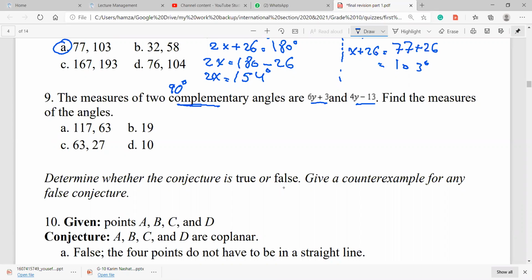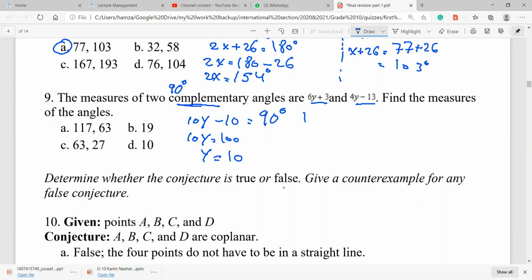6y and 4y will be 10y. 3 and negative 13 will be negative 10. So the sum will be what? Will be 90 degrees. So we'll solve it like this. Take 10 to the other side. It will be 10y equals 100, divided by 10. So y will be what? Will be 10. So he asked you to find what? Find the measure of the angles.